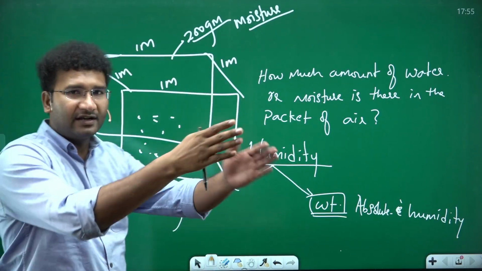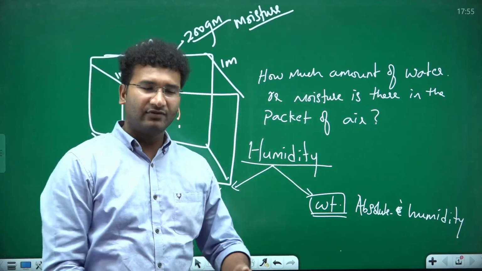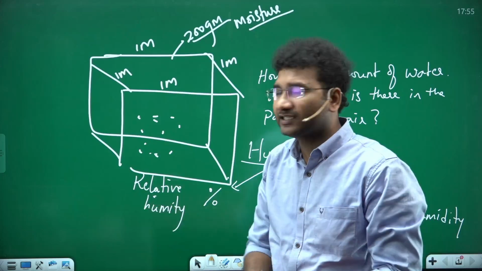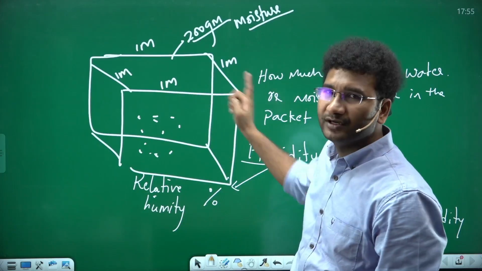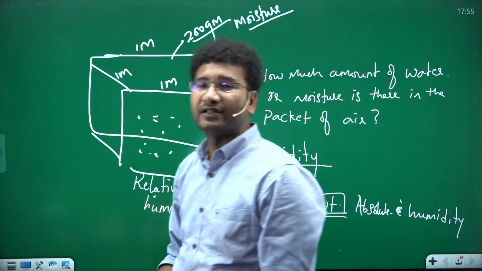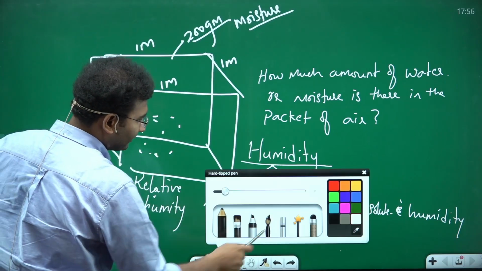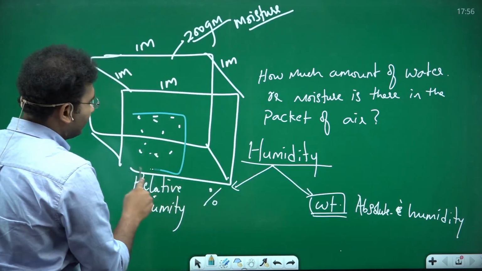That means I'll take a box of 1 meter length, and in the atmosphere I'll measure how much moisture is there. That is called your absolute humidity. Now, what is relative humidity? Relative humidity is the same amount of moisture, but you want to measure it in percentage terms.